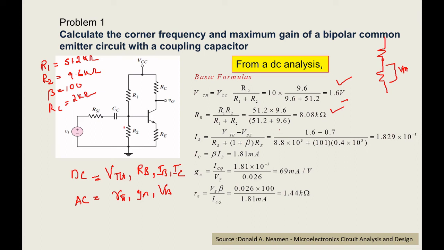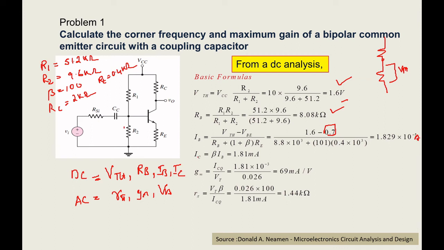Plug in all values. Here VB is 0.7, a fixed value. You take silicon, so you can use the same for all the problems. If it is silicon, beta is 100, so 100 plus 1 is 101. RE is 0.4 kilo ohm. So you will be getting IB of 1.829 times 10 to the power minus 5 amps.